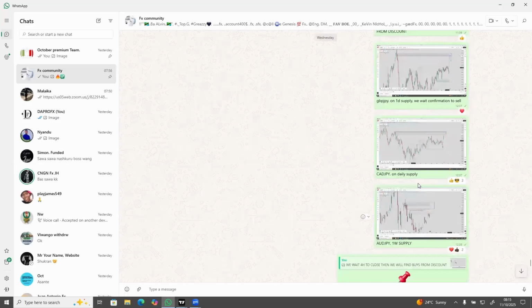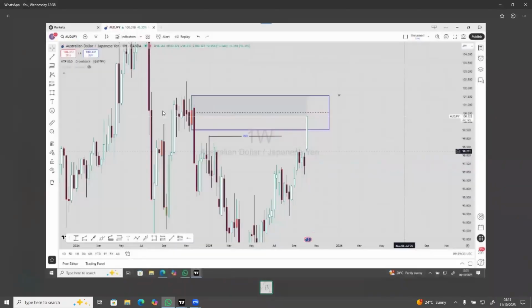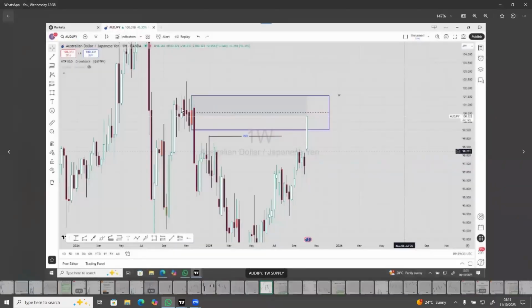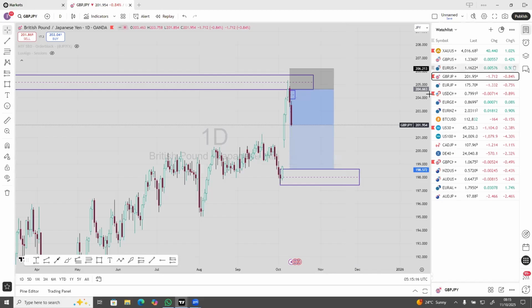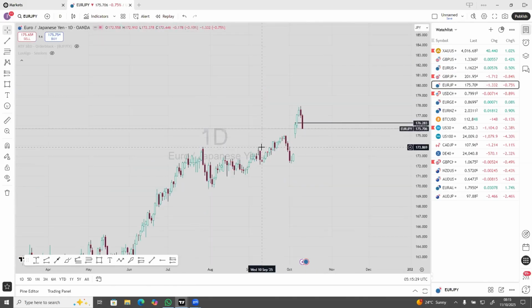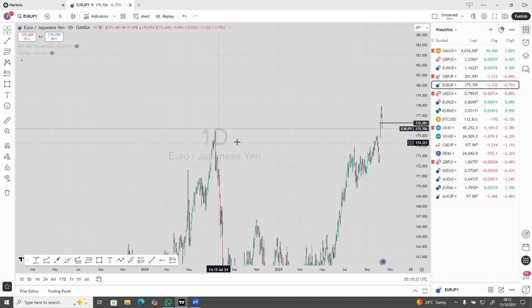I told you how the JPY on weekly supply plus inducement, so it is good to short that price. Told you, but it move without you. Okay, that is GBP JPY. So expect next week it will be a continuation of that short position to that daily demand. Okay, Euro JPY also we are holding a short move.